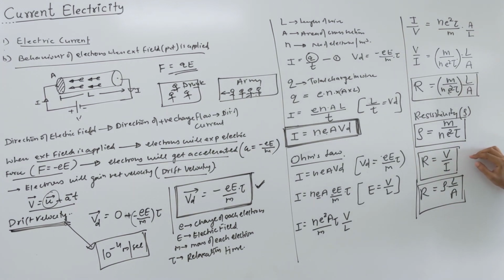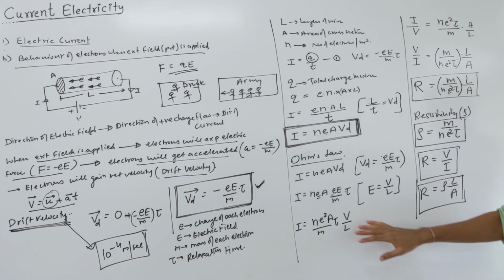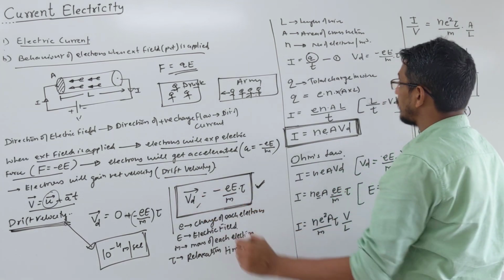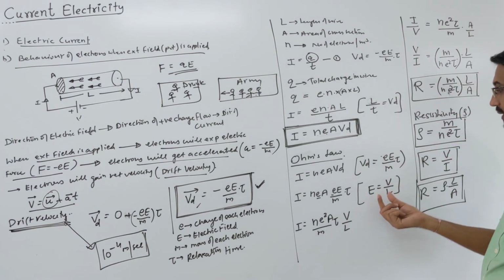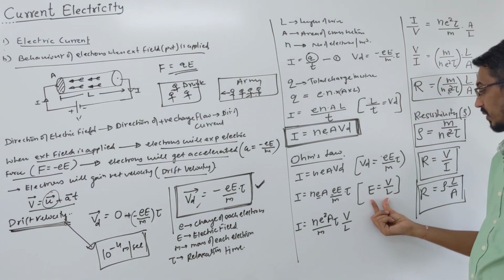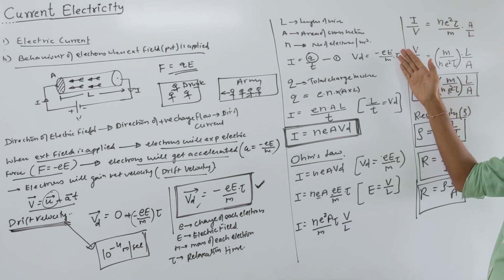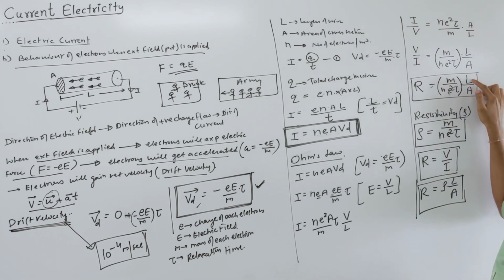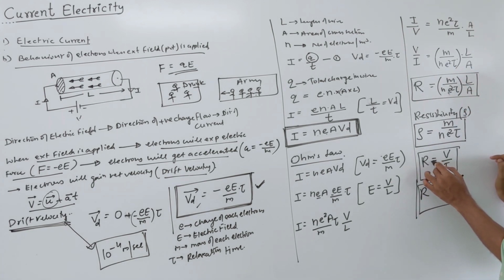Watch carefully how you get all this from here itself. In the current formula, I am just putting in your drift velocity, and I am replacing electric field in terms of potential. Then potential by current is called your resistance. So resistance is some constant into length by area. This constant is called simply resistivity, right? And this is your resistance, okay?